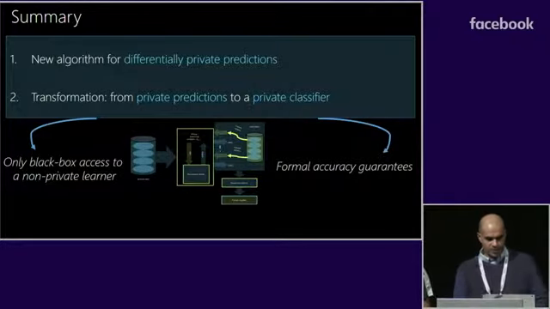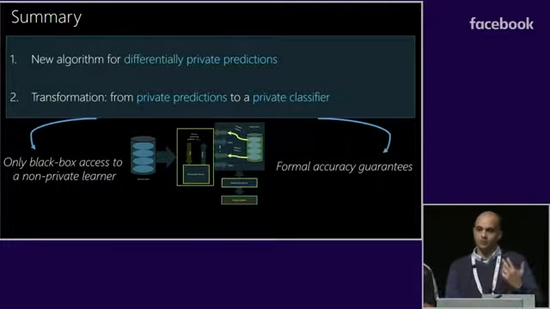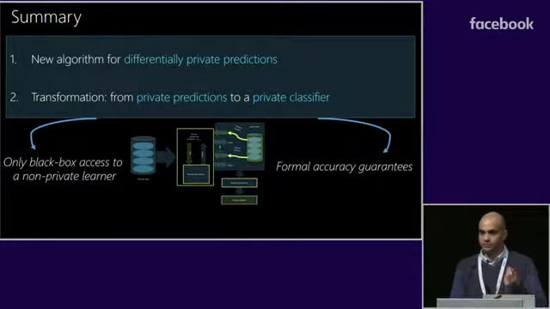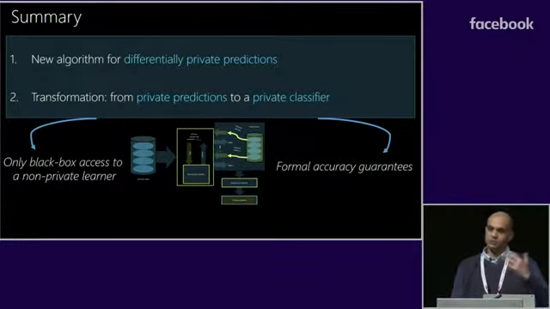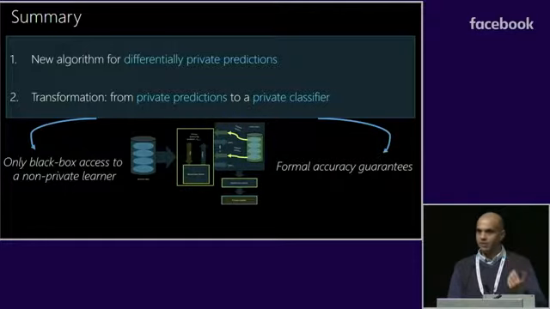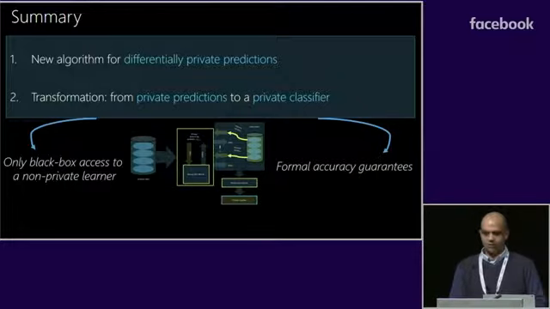And just to sum up this work, we give a new algorithm for differentially private predictions, and then we give a construction that transforms those predictions into final private classifiers, assuming we have access to some public unlabeled data. Our constructions only require black box access to a non-private learner, and they are equipped with formal accuracy guarantees.